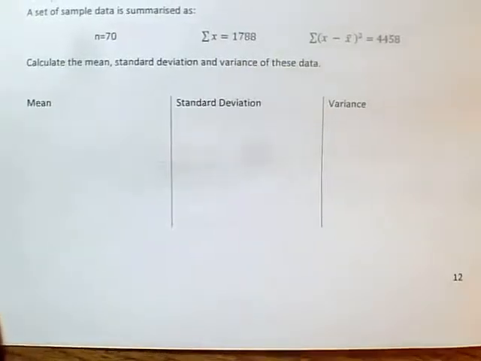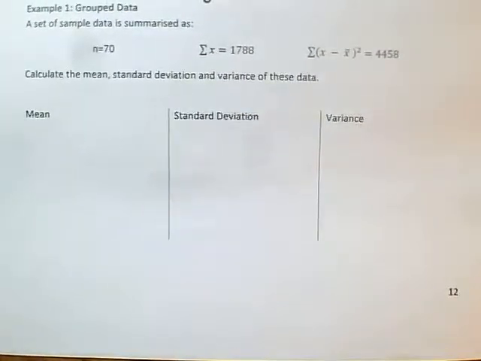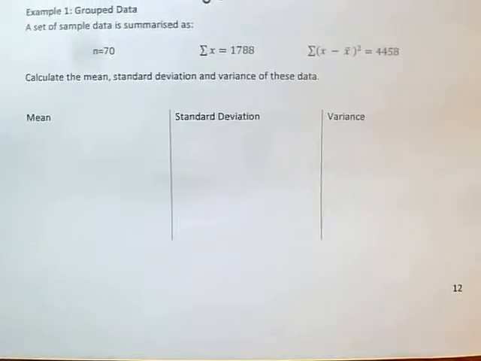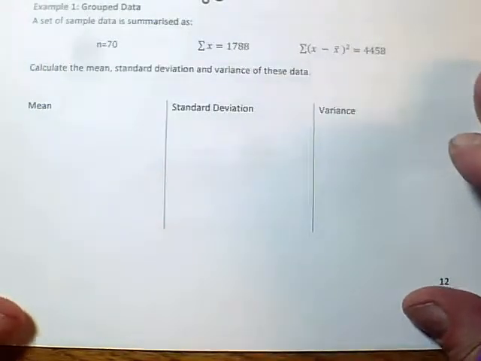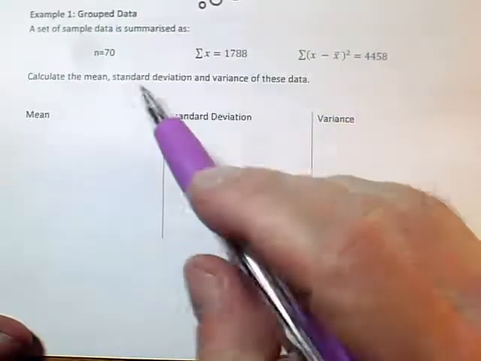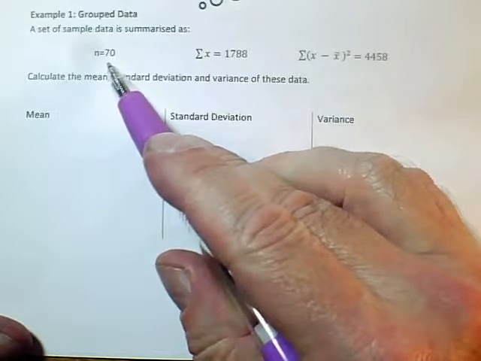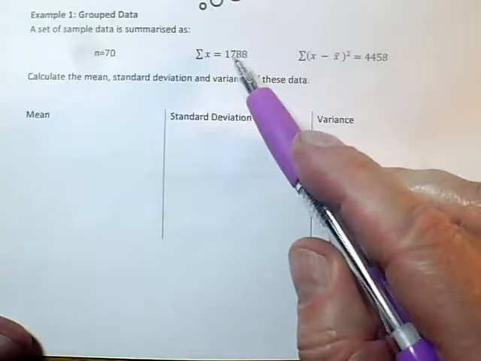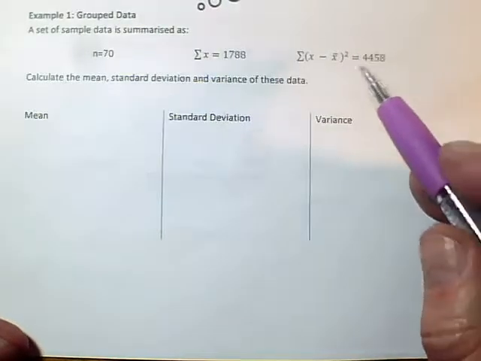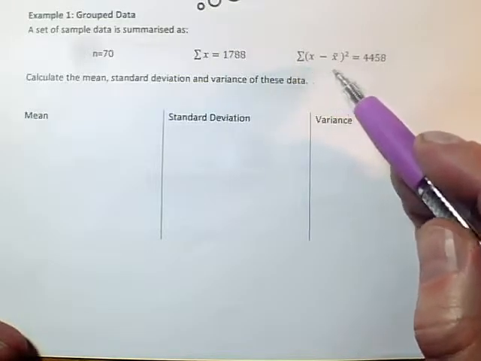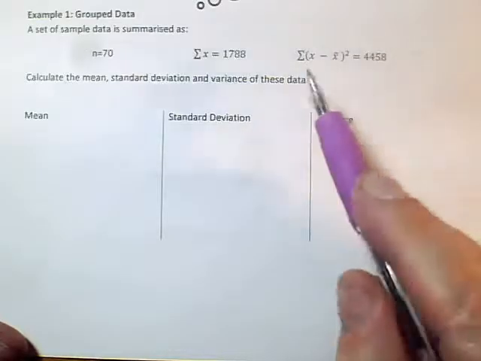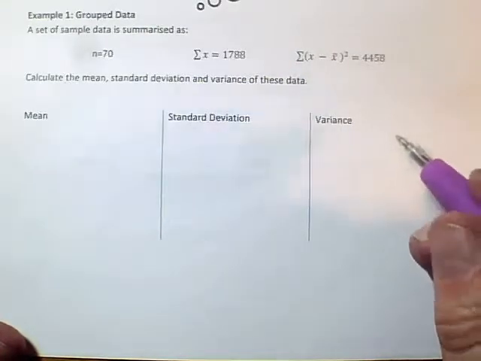Okay, we've seen that normally we'll just use our calculator when we want to work out a mean or standard deviation. However, an exception to that is when the data is summarized for us, because here we haven't got the raw data. We've got n is 70, that means there were 70 numbers in the list. We've got sigma x, that means the numbers added up to 1788. And then we've got this sigma (x minus x bar) squared, which equals 4458. And we're going to use that when we work out the standard deviation.